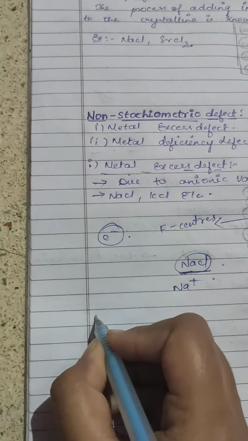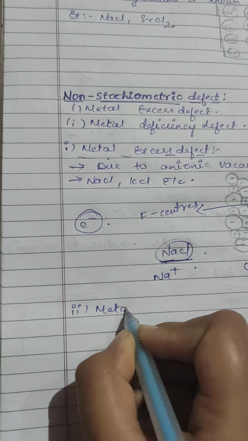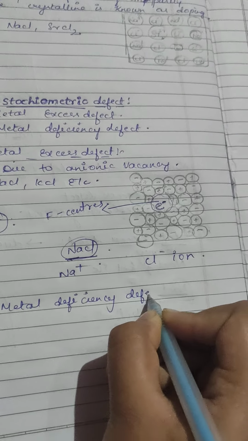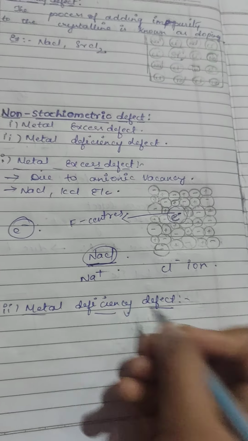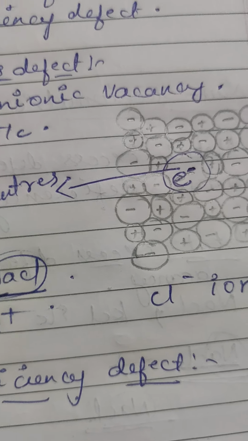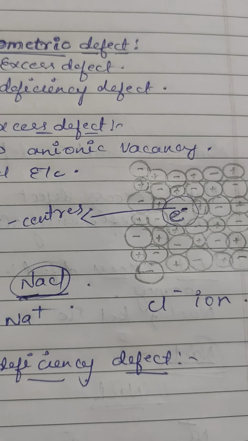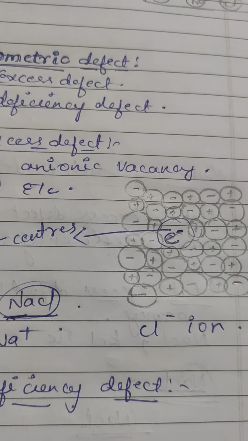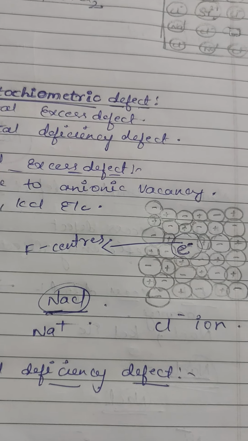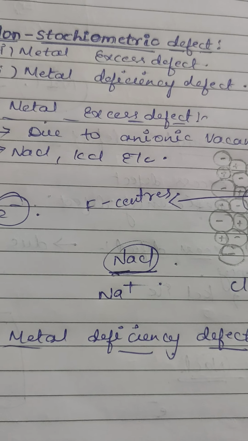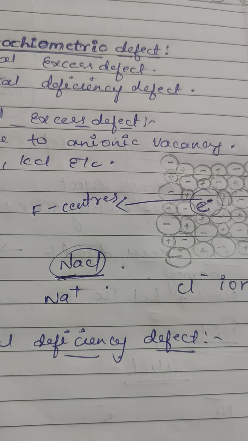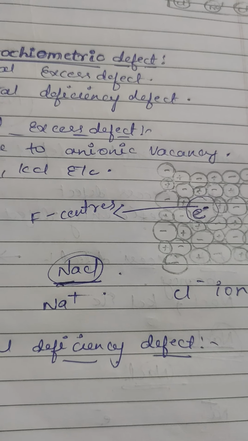And the next one is metal deficiency defect. In this metal deficiency defect, the solids are difficult to prepare in their stoichiometric compositions. So there will be a lesser amount of metal. So there is a deficiency in the metals. That's why it is named metal deficiency defect. The amount of metal is less compared to the stoichiometric proportion.